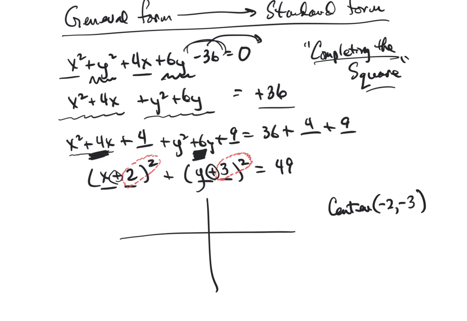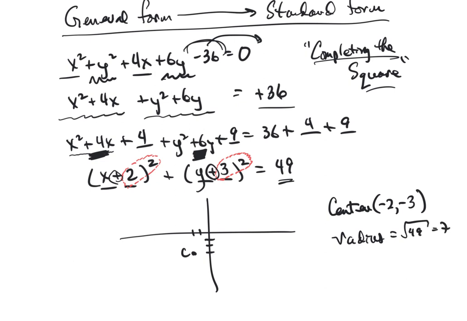So I have to go 2 left and 3 down. So the center of my circle is (-2, -3). My radius is always going to be the square root of the number on the right-hand side. Our number on the right-hand side is 49, and the square root of 49 is 7.